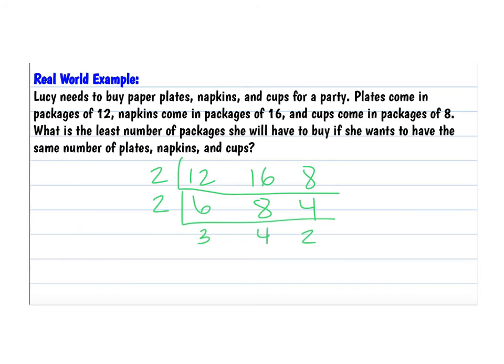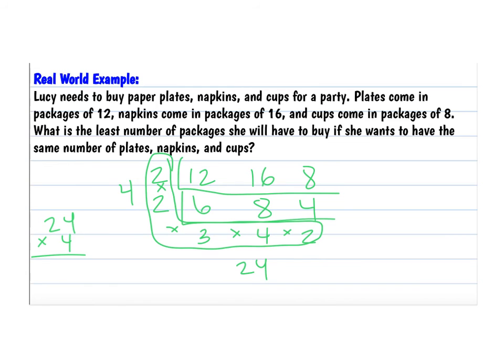Now there's nothing that all 3 of them are divisible by, so that's where I would stop, and I take everything on the side and the bottom, makes an L for least common multiple, and I'm going to multiply them all together. So 2 times 2 is 4. That's not a 4. Let's try that again. 3 times 4 times 2, well, that would be 12, 24. So 24 times 4. Let's do that off to the side. 4 times 4 is 16, 96. So Lucy in this case is going to need 96 of each thing.